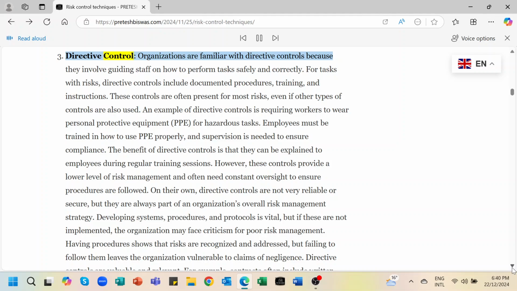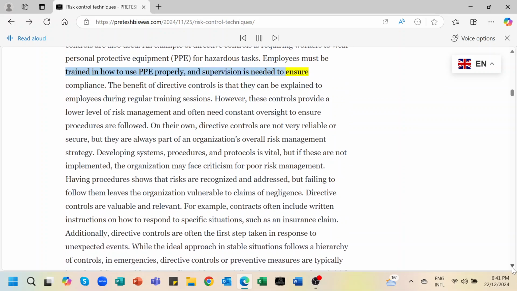Directive control. Organizations are familiar with directive controls because they involve guiding staff on how to perform tasks safely and correctly. For tasks with risks, directive controls include documented procedures, training, and instructions. These controls are often present for most risks, even if other types of controls are also used. An example of directive controls is requiring workers to wear personal protective equipment, PPE, for hazardous tasks. Employees must be trained in how to use PPE properly, and supervision is needed to ensure compliance.